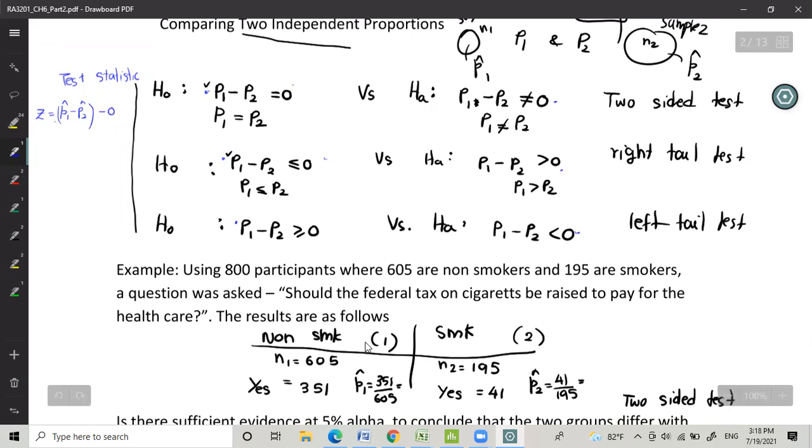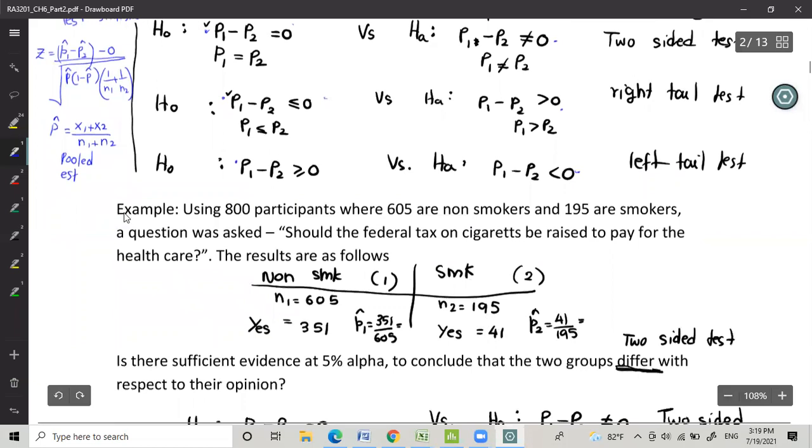And here's your standard error, right? So look at this standard error. You have p hat times 1 minus p hat times 1 over n1 plus 1 over n2. So what is this p hat? This is called the pooled estimate, right? That means you combine these two groups together and find the pooled estimate. Both smokers and non-smokers, you combine together and find the total number of users. That will go in your test statistic.